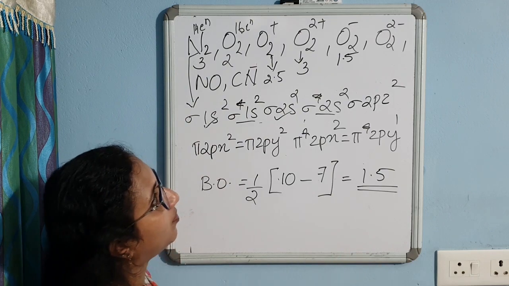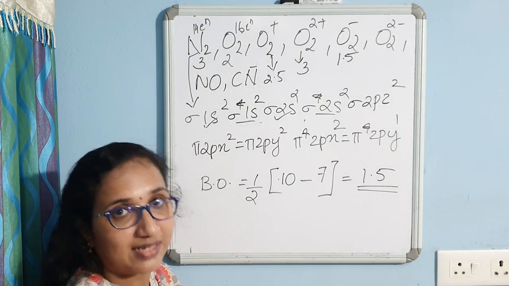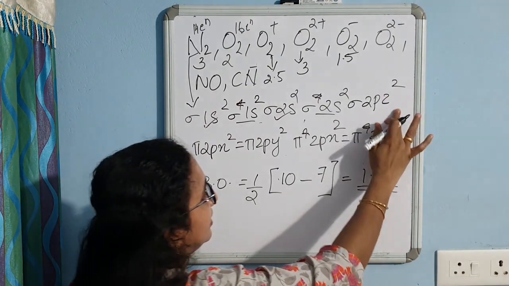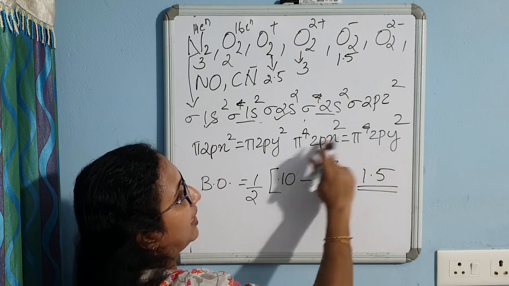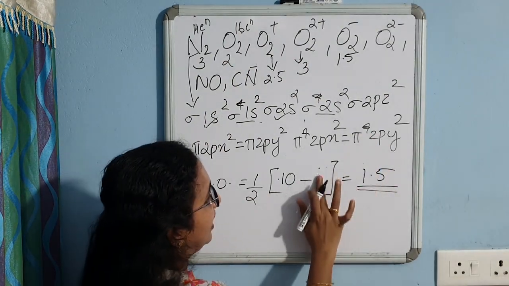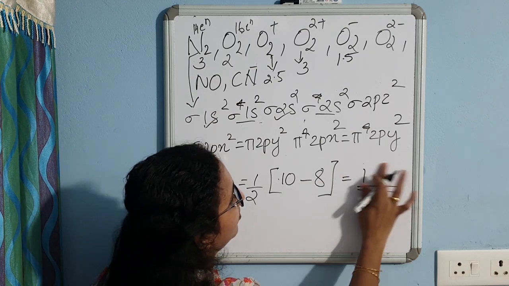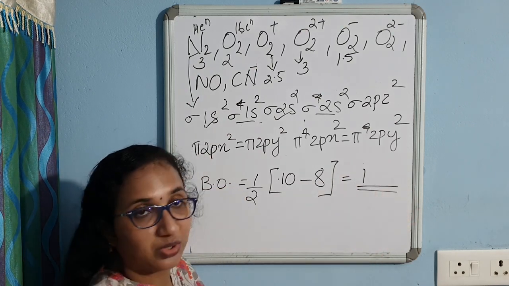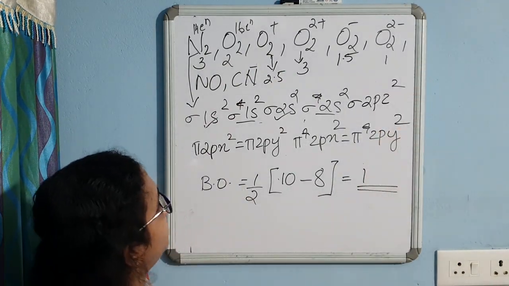And for O2 2 minus, we know it is 18 electrons, 16 plus 2 extra electrons, so it is 18 electrons, and the configuration will be pi star 2p x2 equals pi star 2p y2. So again the antibonding electrons increase and the bond order becomes 2 by 2, that is 1. So the bond order still decreases.